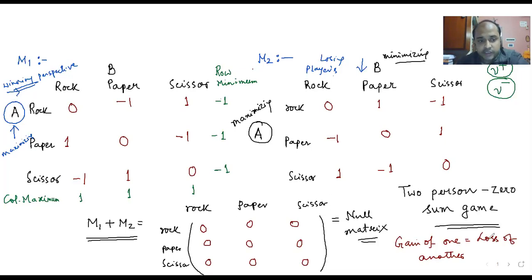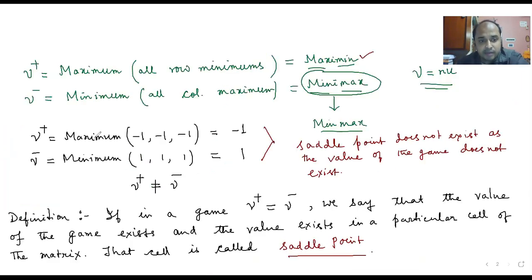And during the process, we have found that the maximum of all the row minimums is -1, and the minimum of all column maximums is +1. Since they are not the same, therefore the value of the game does not exist. But the definition says that if the value of the game exists, then that value must exist in a cell of the matrix. That cell will be called the saddle point. Here, in this particular rock, paper, scissors game, the saddle point does not exist.